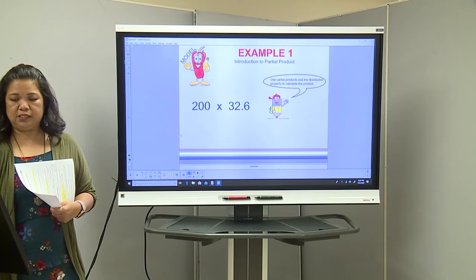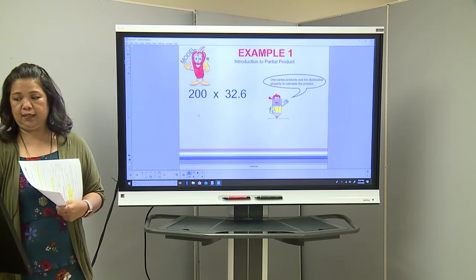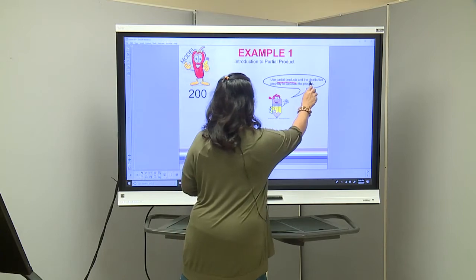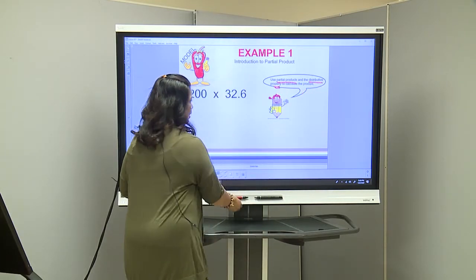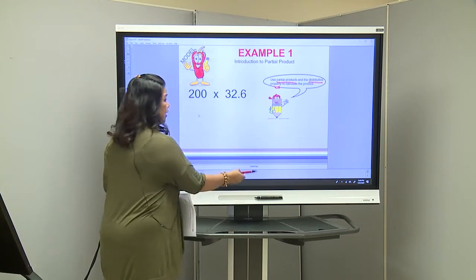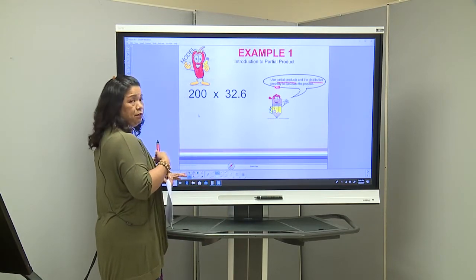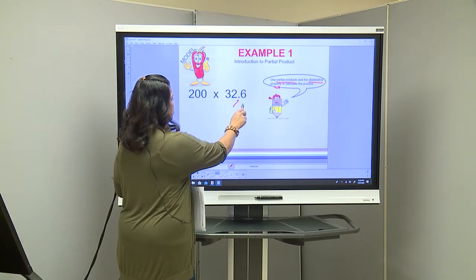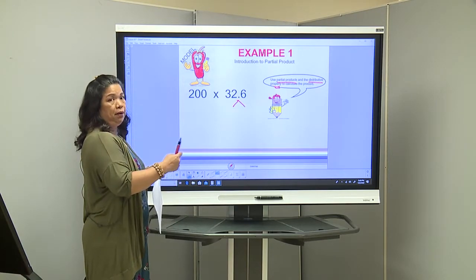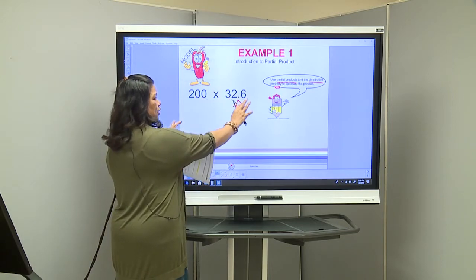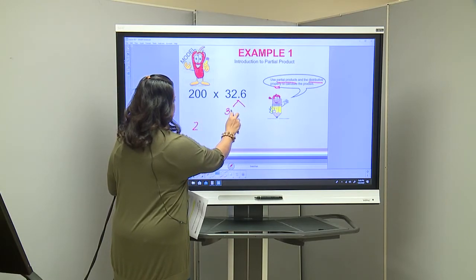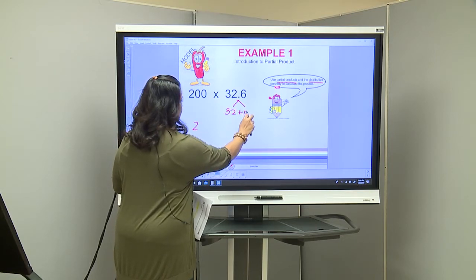We are going to use the same example from the previous slide, but this time we are going to use partial products and the distributive property to calculate the product. Now, how does that work? This is how it works. Instead of the standard algorithm, what I'm going to do is decompose my 32 and 6/10 and get partial products by multiplying it by the first factor.